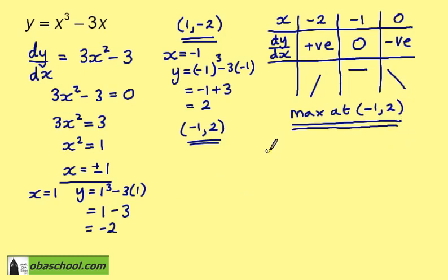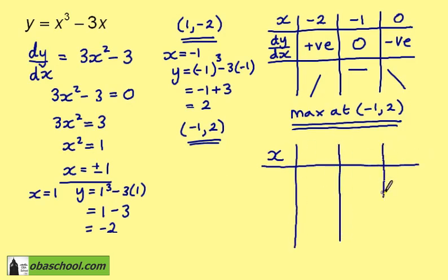Finally, looking at the other turning point, we draw our sign table. The turning point is at 1. A point to the left is 0 and to the right is 2. And since we know the other turning point is at minus 1, the only turning point we have in the range 0 to 2 is the one at 1.